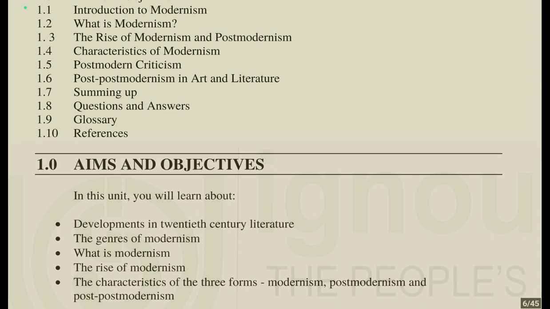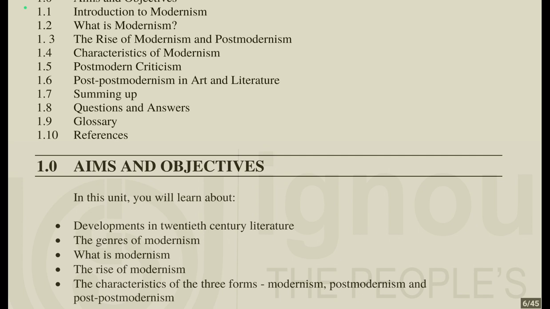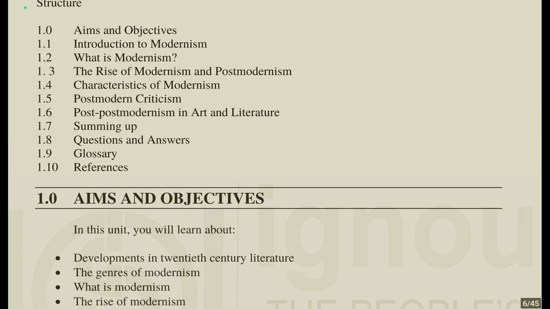Then comes "What is Modernism?" Okay, what actually is modernism? Obviously you wouldn't understand what modernism is through this single paragraph or this single topic, right? That's why modernism stretches across 4 chapters, 4 different units. So after the end of 4 units, you will be able to grasp what modernism exactly is.